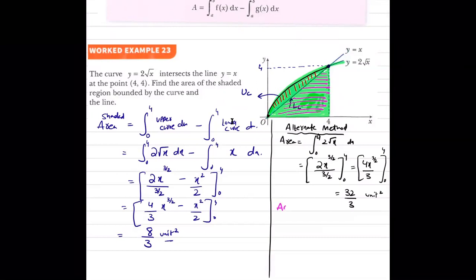So the area of the triangle is going to be half times base, which is 4, times the height, which is also 4, that is 8 unit square. So the shaded area, the required area, is going to be 32 upon 3 minus 8, which is coming to 8 upon 3. Exactly 8 upon 3. Both of the methods are right.